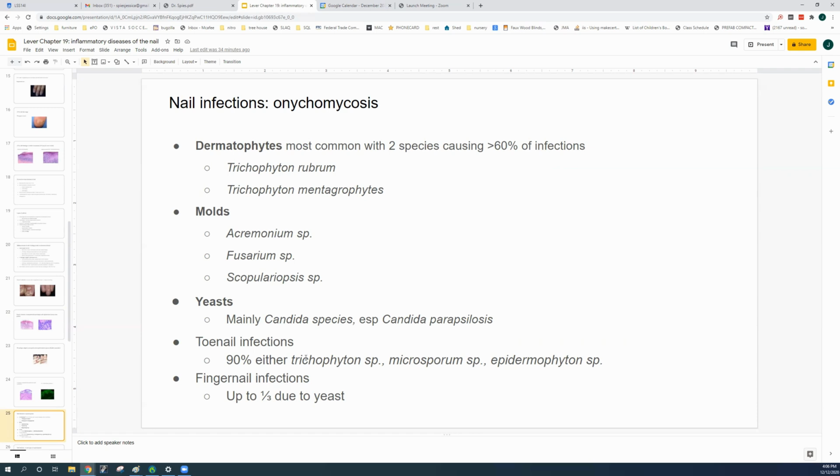In toenail infections, 90% of them are either Trichophyton species, Microsporum species, or Epidermophyton species. By contrast, in fingernail infections, Candida or yeast infection is much more common. Up to a third are due to yeast.